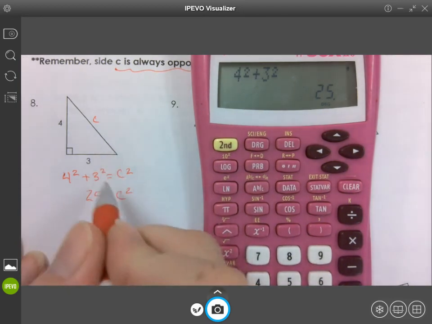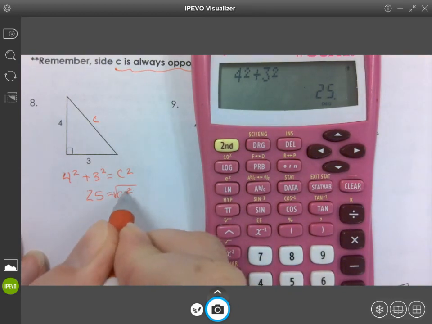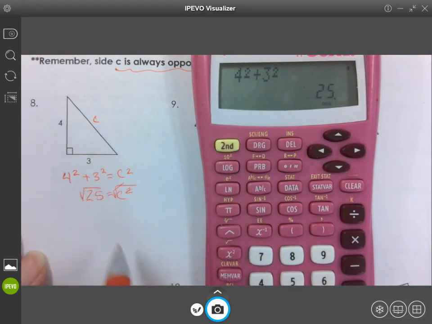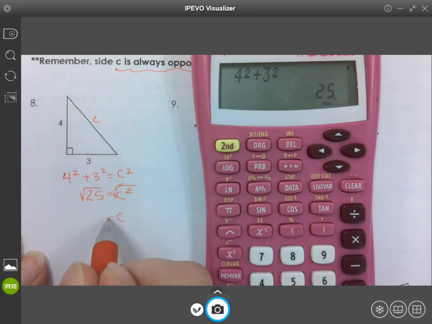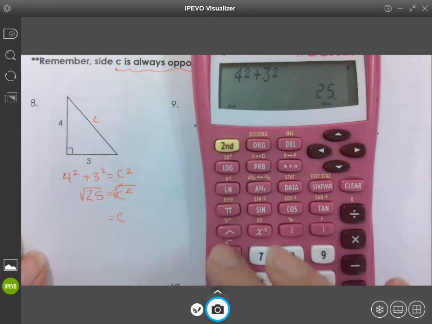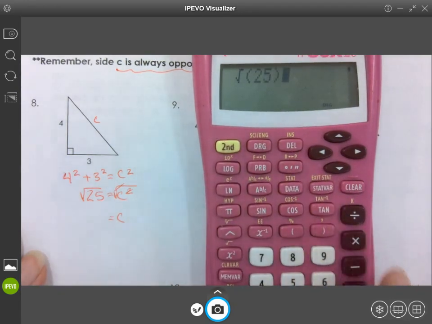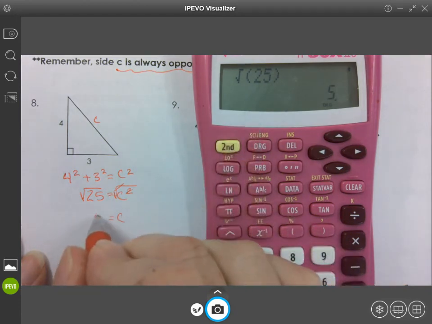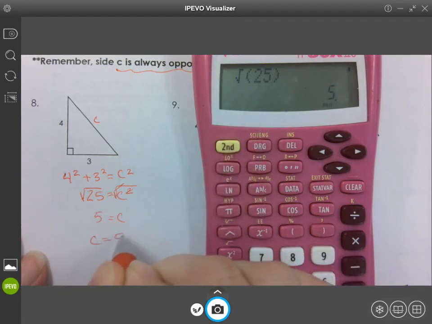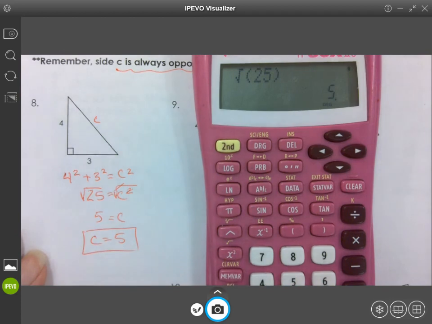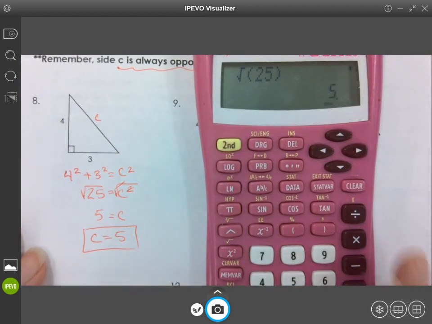So we would come in and say, well, to get rid of the square, I would take the square root. If you do it to one side, you do it to the other. So what does C equal? What is the square root of 25? 5. And you guys know that. The square root is what times itself equals that number. What times itself equals 25.